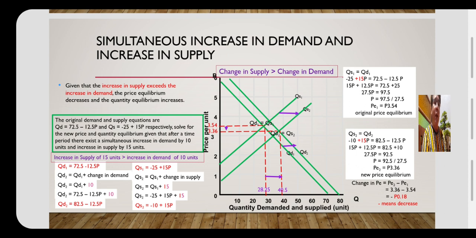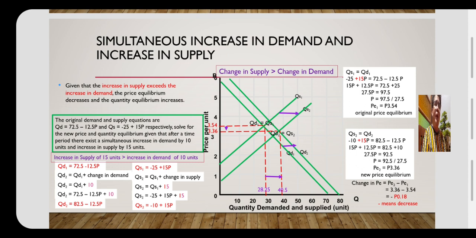But anyway, so that we can become more familiar with the process, solving the original price equilibrium necessitates equating the original supply equation to the original demand equation, so that QS1 is equal to QD1, where QS1 is negative 25 plus 15P and QD1 is 72.5 minus 12.5P.